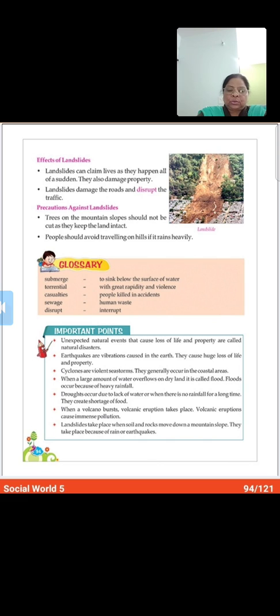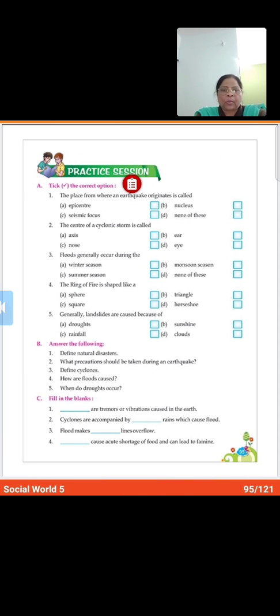Okay, so now that's all for this chapter. Here is the glossary on page 94C. Glossary, please learn that and the important points. Now let's do this exercise part. See, take the correct option.